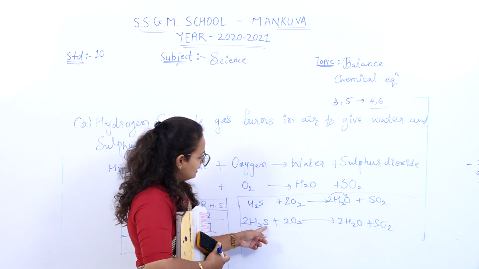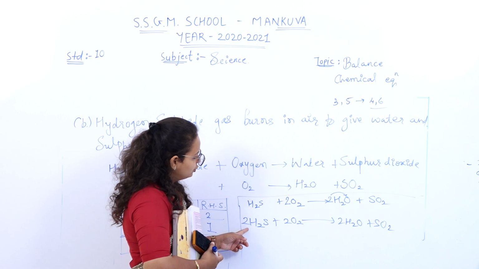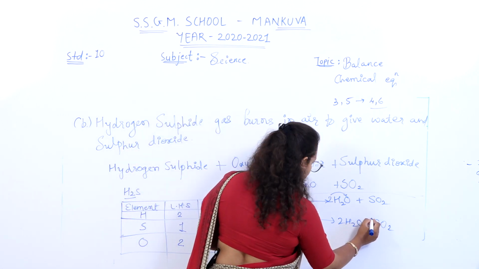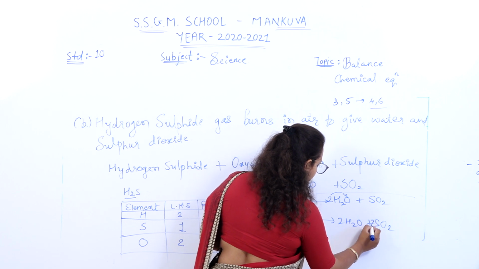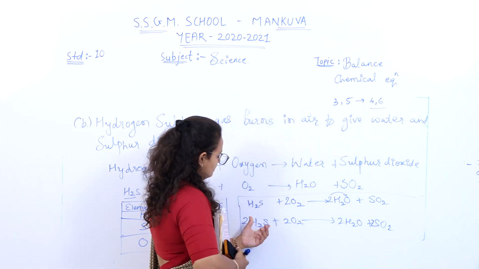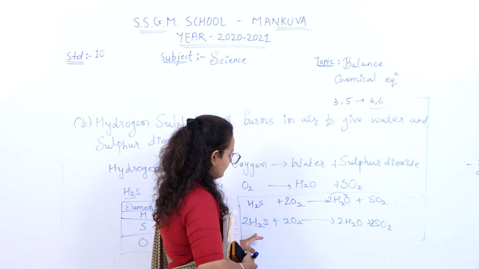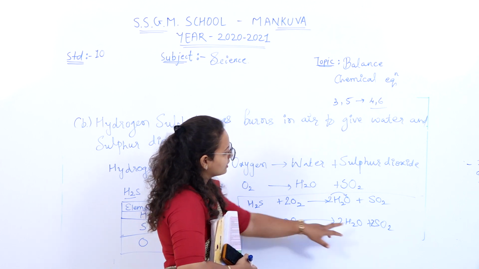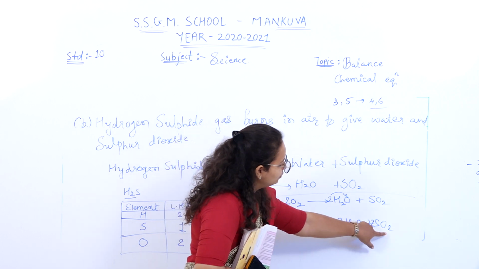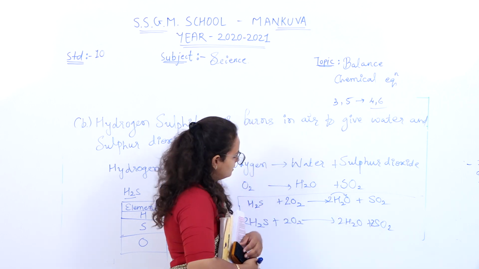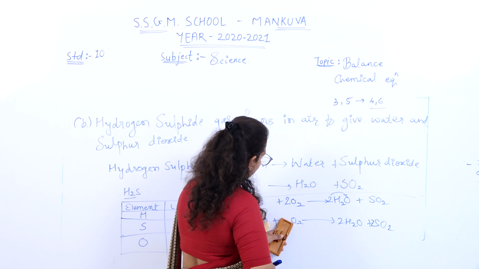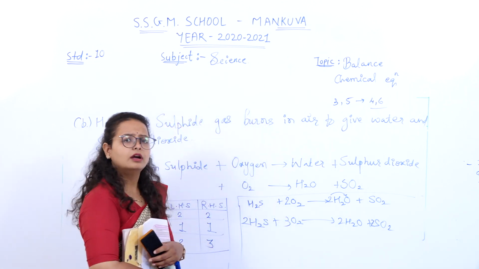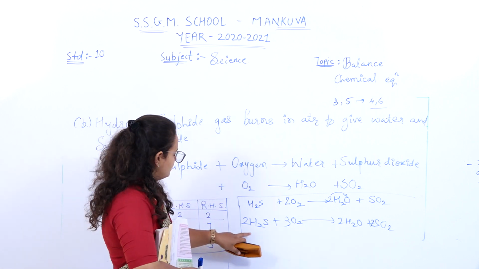How many sulfur are there? 1. Here 2. So again I have to write here 2. So 2 sulfur, 2 sulfur. Now here 2 oxygen, 2 twos are 4. Again here 2 twos are 4 plus 2. So here you can do 3. Now again balance your equation.